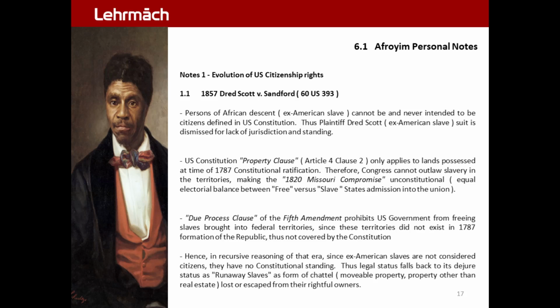Due Process Clause of the Fifth Amendment prohibits U.S. government from freeing slaves brought into federal territories, since these territories did not exist in the 1787 formation of the Republic, thus not covered by the Constitution.